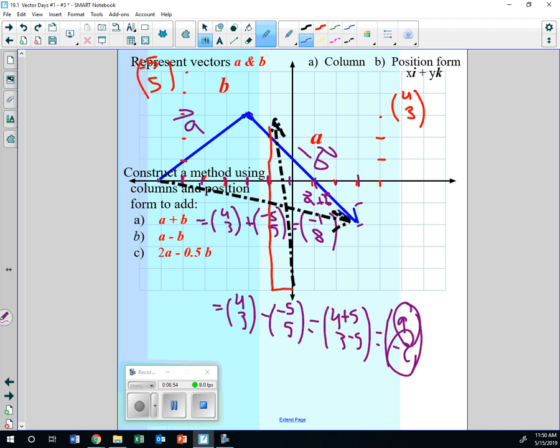So you don't ever have to draw vectors again as long as the tail of the vector is where? Origin, and then you're good to go.